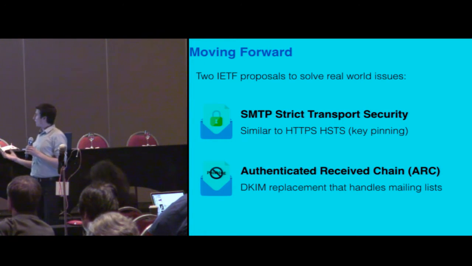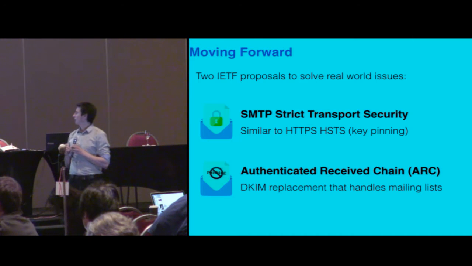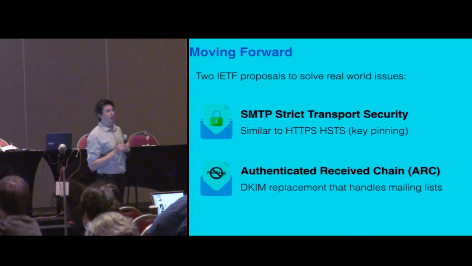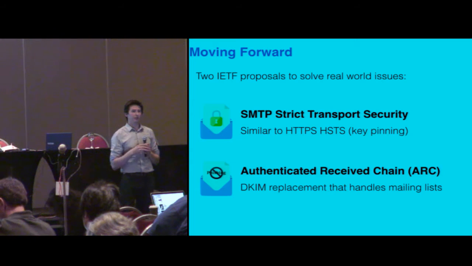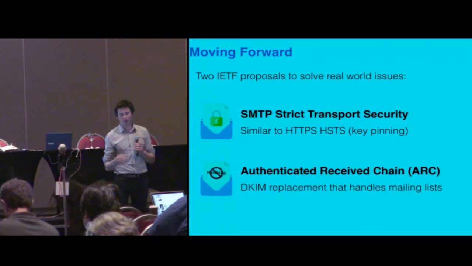And on the authentication side, there is a draft called ARC, which essentially helps bridge some of the shortcomings that are in DKIM that have prevented it from being deployed in the real world.